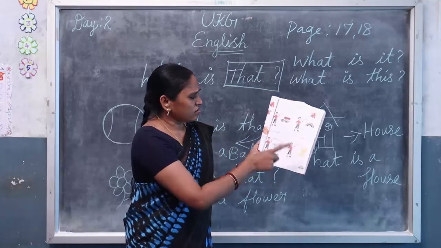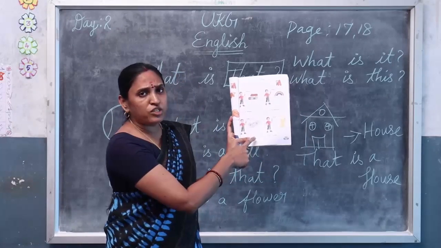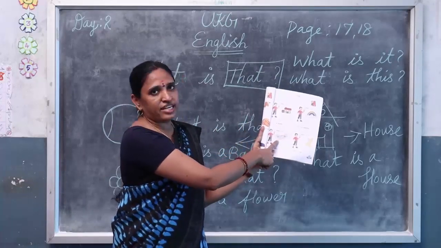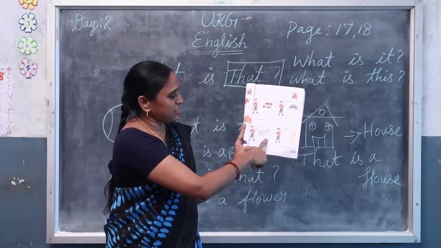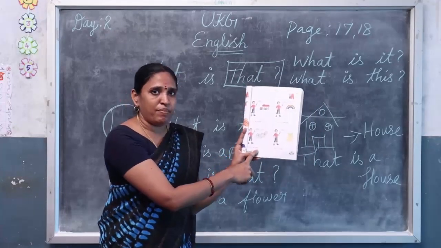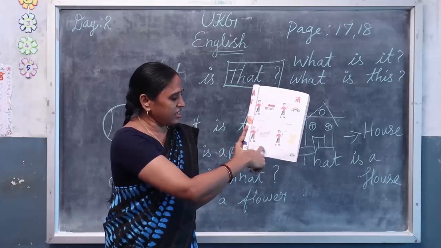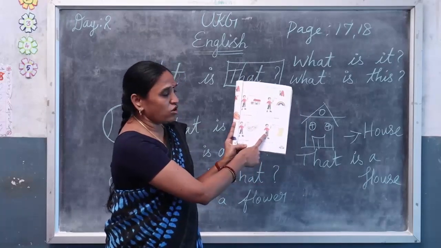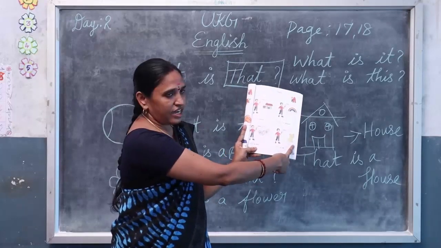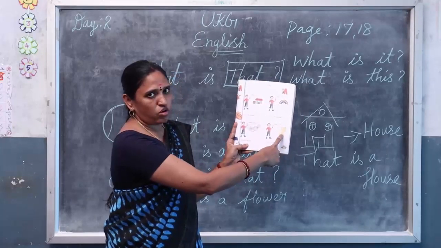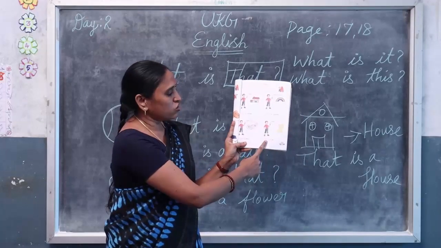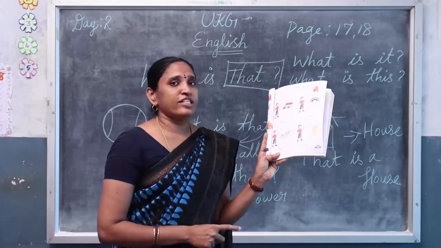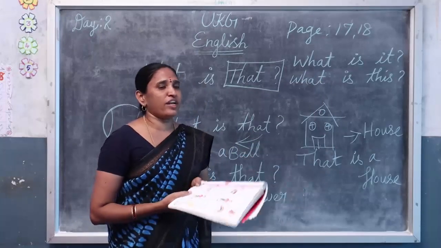Then the third image, third picture, use your index finger. The boy says, what is that? What is that? That is a baby. What is that? That is a baby. Then the fourth picture, the boy says the question, what is that? The picture is a cat. So that is a cat. You have to answer me. How will you tell? That is a. Start with your answer.